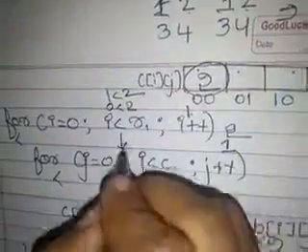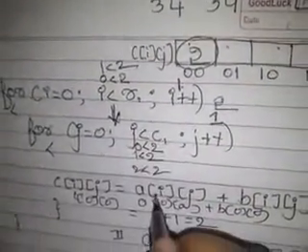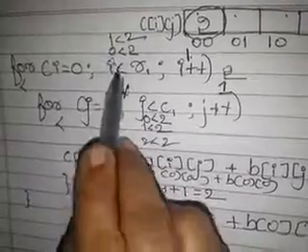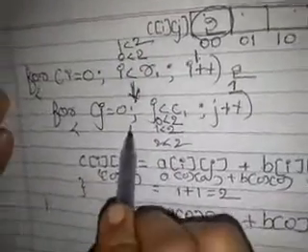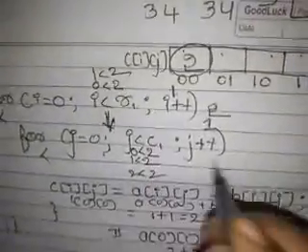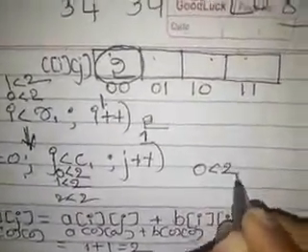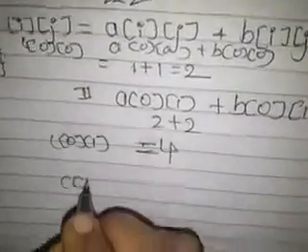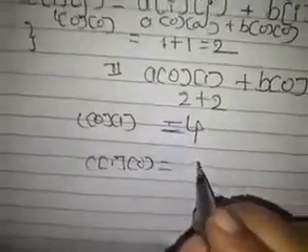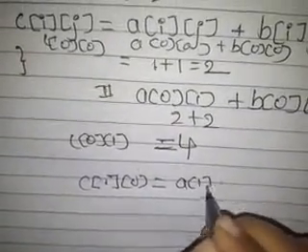As already I have told you many times, for every new value of the outer for loop, all the values of the inner for loop execute. What are all the values? 0 and 1. Again freshly it starts. 0 less than 2, true or false? As it is true, C of 1, 0 is equal to A of 1, 0 plus B of 1, 0.